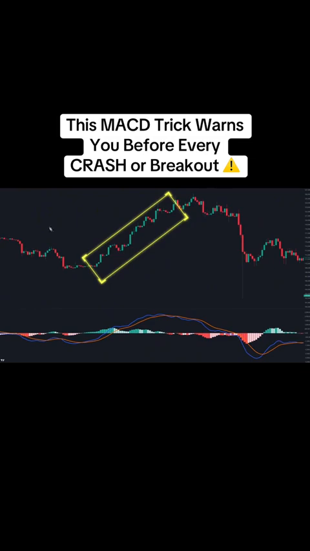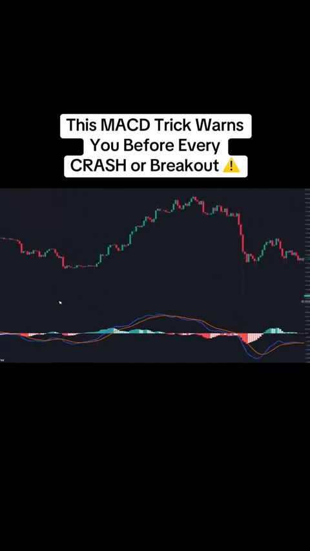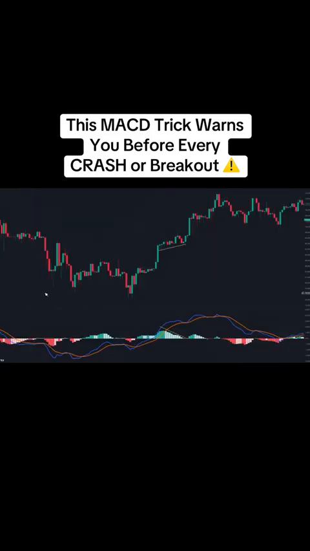Time frame matters too. A divergence on a 5-minute chart might give you a 20-minute move. A divergence on a daily chart can trigger a trend lasting weeks. So match your analysis to your trading style. Short-term traders can use 15-minute or 1-hour charts, while swing traders should watch the 4-hour and daily charts.